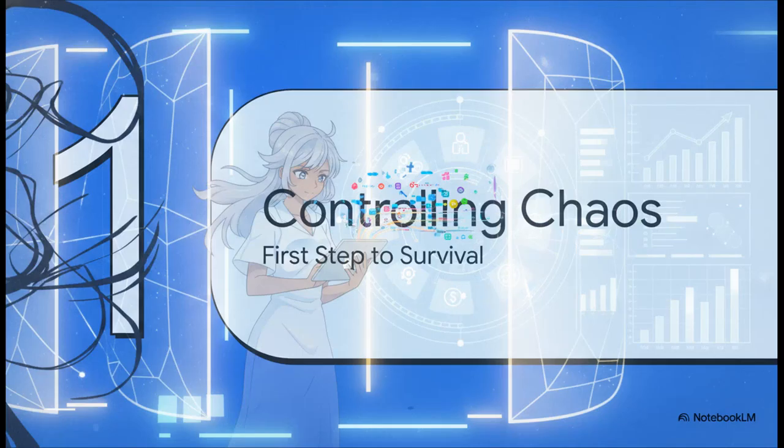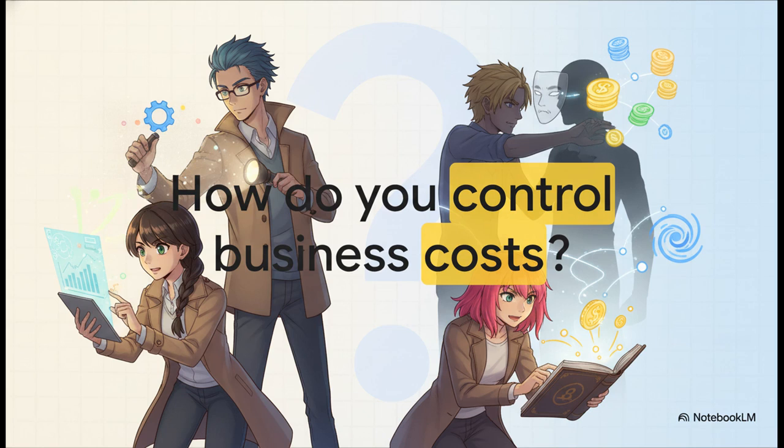All right, let's jump right into section 1, controlling the chaos, which really is the very first step to survival. Because let's be real, a business absolutely cannot survive if it can't control its operations. But that brings us to the million-dollar question, right? How do you actually control business costs? I mean, you simply cannot control what you haven't classified.